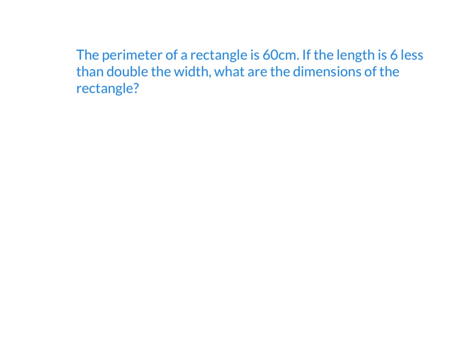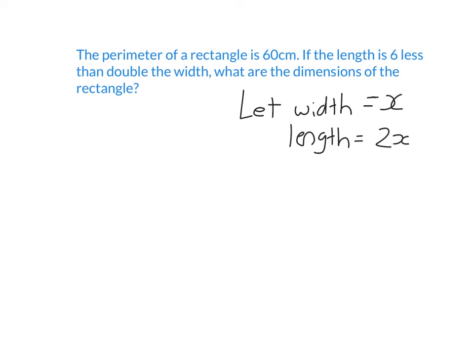So here I'm going to use an example of a rectangle again and show you that the distributive law is very helpful when we're looking at solving equations. This problem requires an equation. So the perimeter of the rectangle is 60 centimeters, length is 6 less than double the width. What are the dimensions of the rectangle? So let's let the width be x.